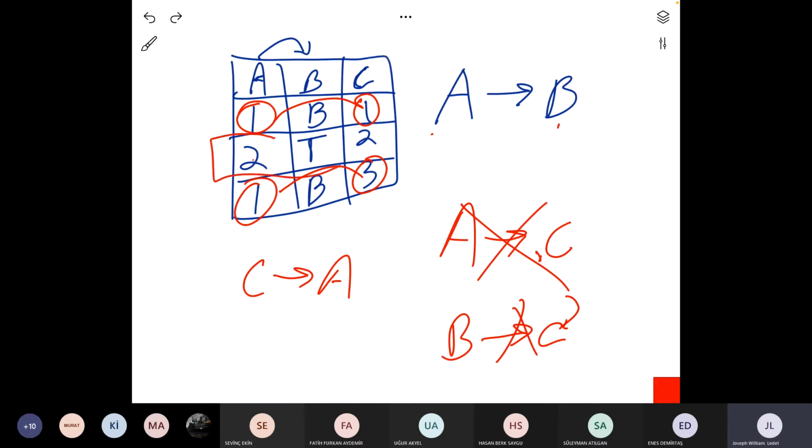Anytime we only have a one-row thing like this, we can't determine functional dependencies based on that alone. But because we have a pair, more than one time that this determines this, we can.